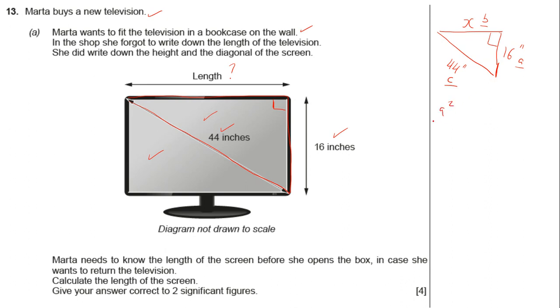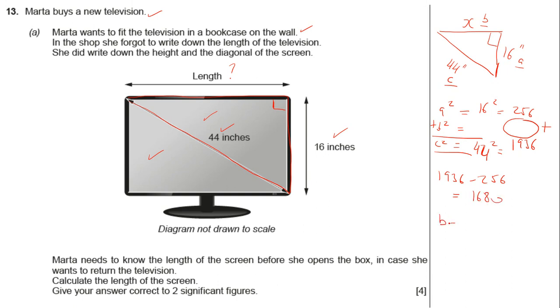So I just do A squared plus B squared equals C squared. So A squared, 16 squared, which is 256. I don't know B squared yet. C squared is 44 squared, and 44 squared is 1936. Remember, I'm finding a short side. So to find this here, I'll just subtract. So I'll do 1936, take off 256, and you get 1680.